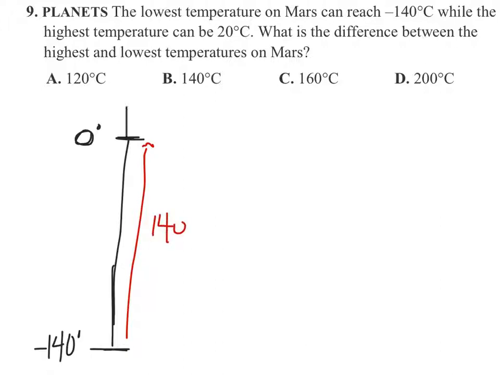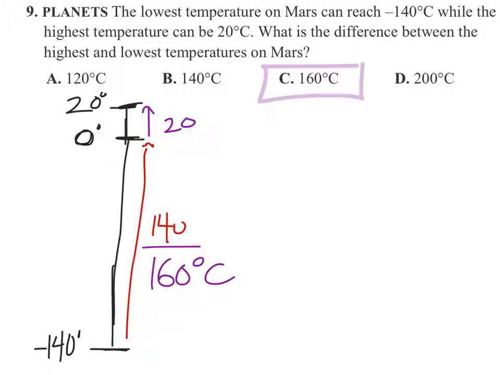But then from 0, it's got to go all the way up to 20 degrees. So, we got to go from 0 up another 20. Oh, that's the same thing. Thank you. So let's add up another 20. And what is the change? 160 degrees Celsius. That, of course, is C.